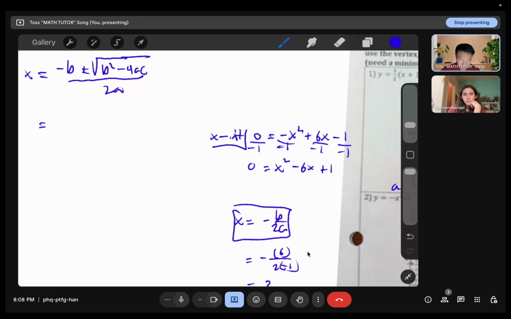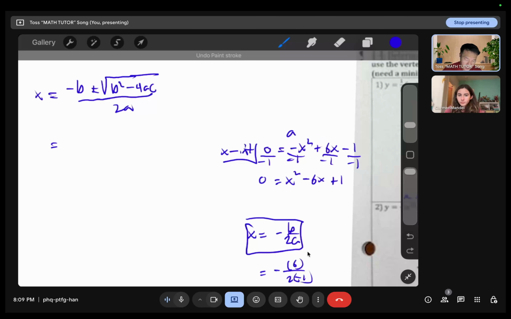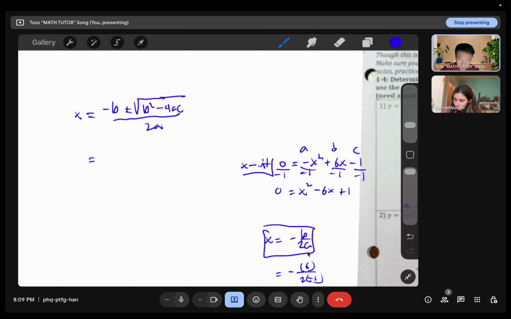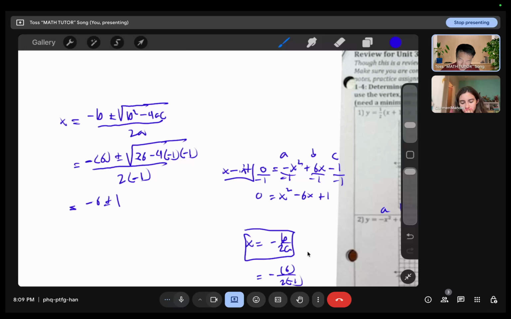So, you know what? I recommend you use the original. Is that okay? Yeah, use your A, B, C from here. So your A, your B, your C. So, okay, let me go. Negative B is positive 6 plus or minus the square root of 6 squared, minus 4 times negative 1 times negative 1, all over 2 times negative 1. So it becomes negative 6 plus or minus the square root of 36.